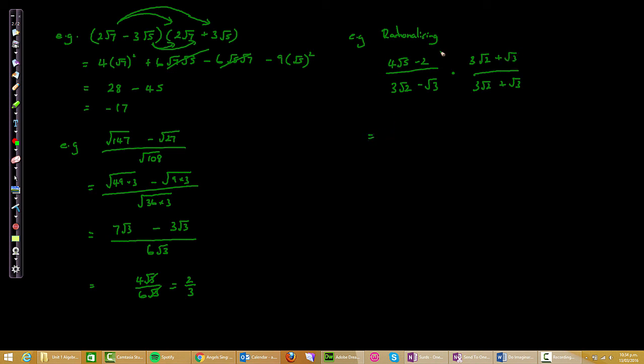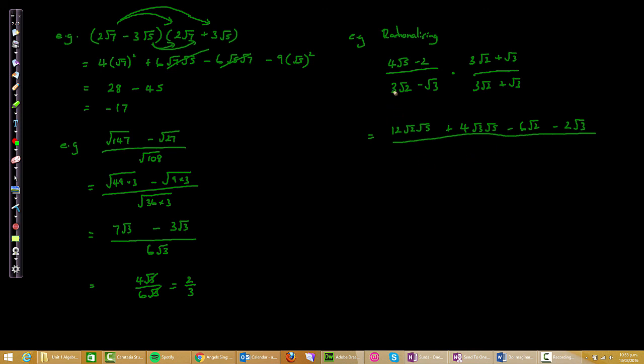So multiplying out the top, we're going to get 12 root 2 root 5 plus 4 root 3 root 5 minus 6 root 2 minus 2 root 3. I think that's done correctly. Let me just go double check. 12 root 2 root 5 plus 4 root 3 root 5, yep, minus 6 root 2 minus 2 root 3. Yeah, I think that's correct.